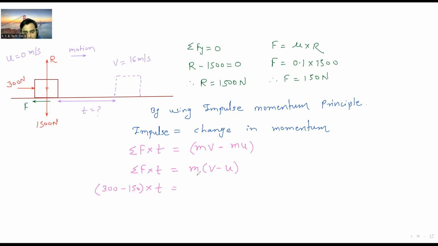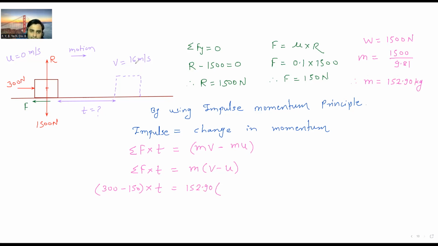T, as it is, which is equal to m. M is the mass. So what is the weight now? 1500. So weight is given. W is equal to 1500 Newton. So mass is equal to 1500 divided by 9.81. Therefore, the value of mass will be 152.90 kg. Here I will put the value 152.90.